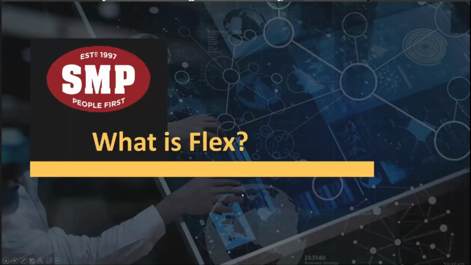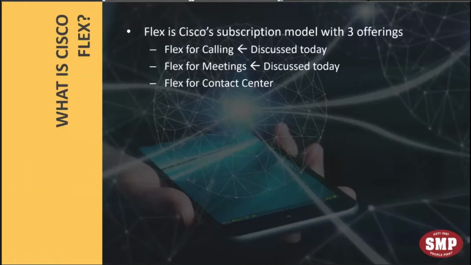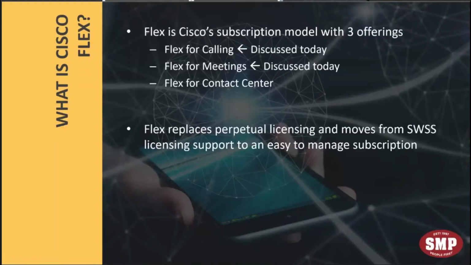So what is Flex? Cisco Flex is Cisco's subscription model for licensing for collaboration. Today we're going to talk about Flex for calling. We're also going to talk about Flex for meetings. And there is a Flex for contact center, but that's not in scope for today's call. But what Flex does is it replaces your perpetual SKUs, your perpetual licenses on your Call Manager and various other applications. And it moves it from buying that one-time SKU with annual maintenance to a subscription model.